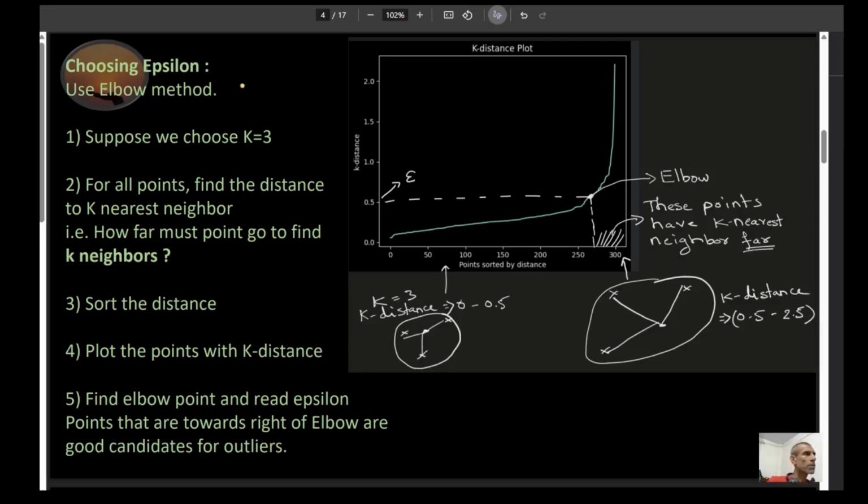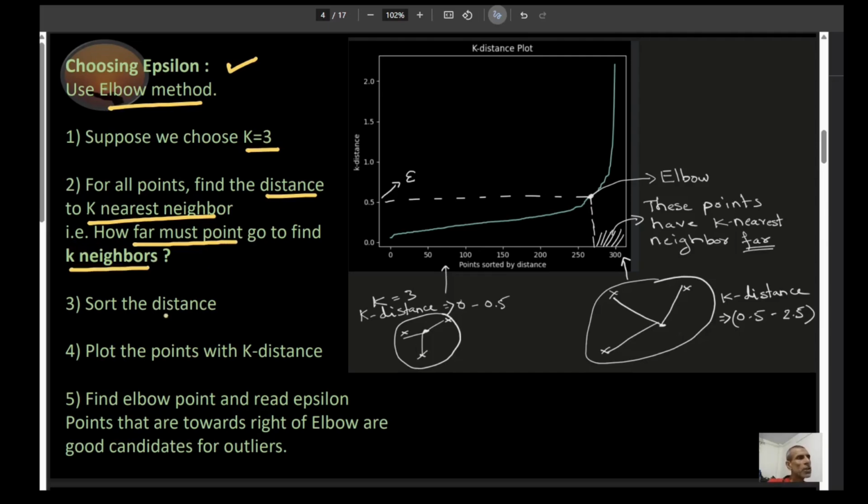Now the question becomes, how do you choose this epsilon? Well, we use something called the elbow method, and the way it works is like this. Suppose you choose k equal to 3. You always start with k. You have to pick your k. So in this case, let's say I pick my k as equal to 3. Now for every point, you find the distance to the k nearest neighbor. In other words, you ask yourself, for every point, how far must that point go to find the k neighbors, in other words, 3 neighbors.